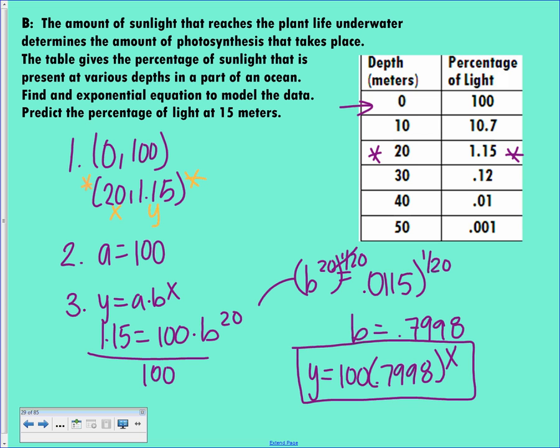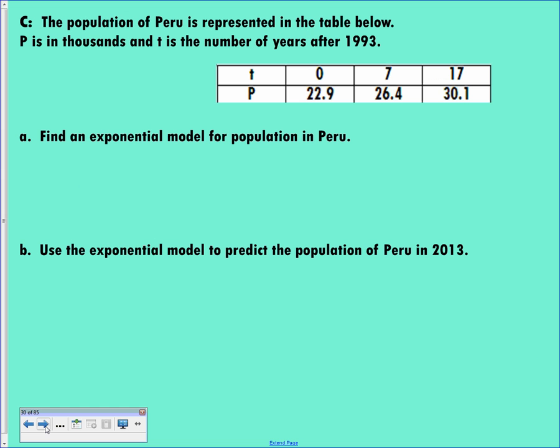Alright, now that we have our equation, we should be looking into the question, which says find the percentage at 15 meters. So if I want to know 15 meters, we're just going to go ahead and plug in 15 for x, evaluate that out, and you should get about 3.51%. Okay, and then if I look back at my table, 15 falls between 10 and 20, so my value should fall in here, and it does. Okay, so having a table is nice that you can check to see if your answer follows the pattern.